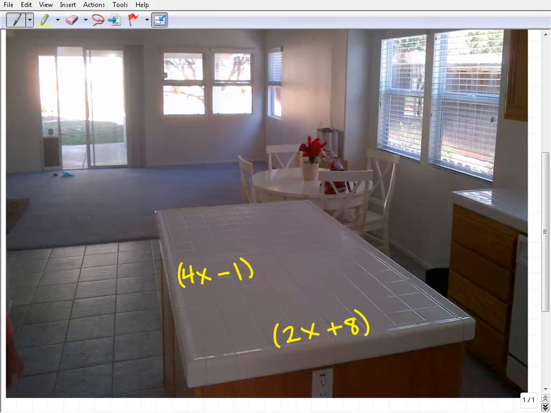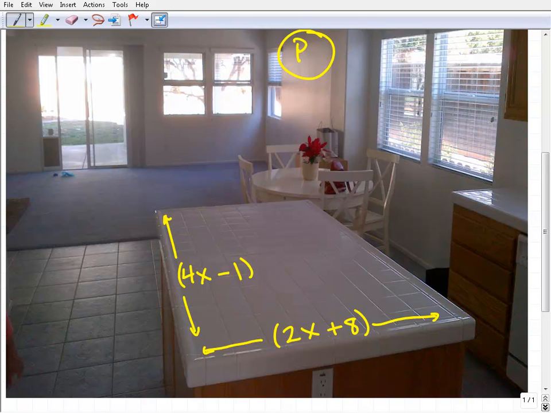So here I'm looking at a countertop in a kitchen, and let's suppose that these variable expressions represented the distance of the width and the length of this countertop. So I told you to go ahead and find the perimeter using these variable expressions as the measure here. If you know how to do it, maybe you want to pause the video and see if you can actually calculate the answer. And what I'm looking for is the simplest variable expression that would represent the perimeter here.